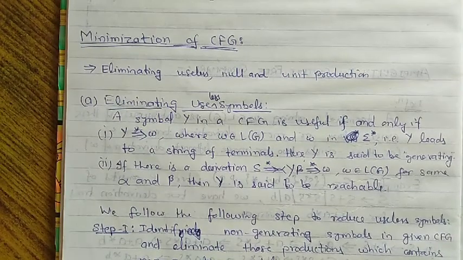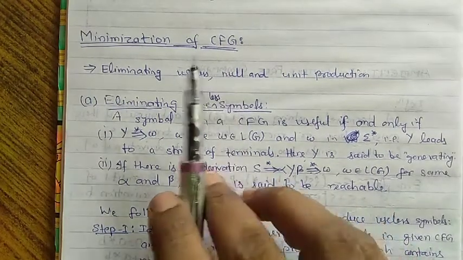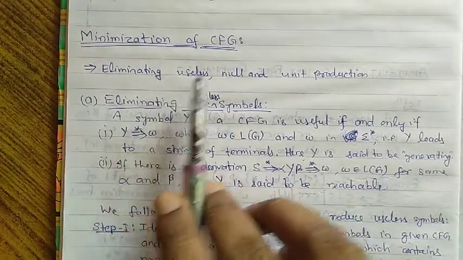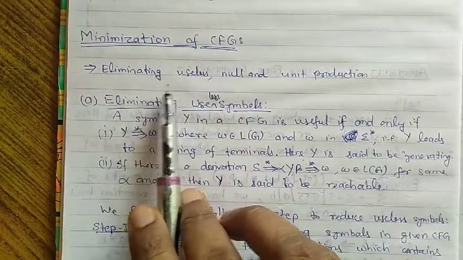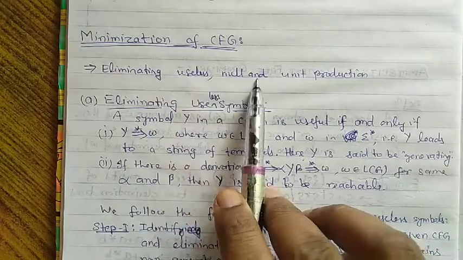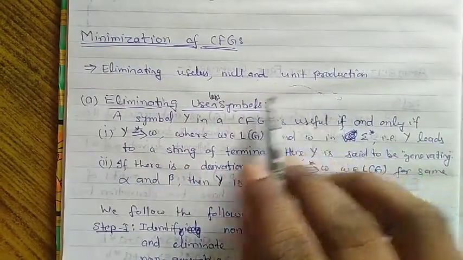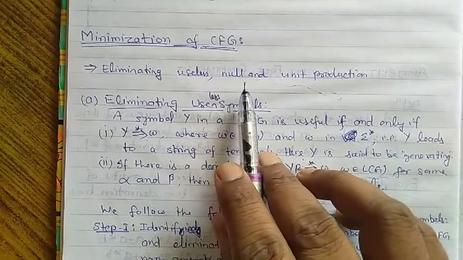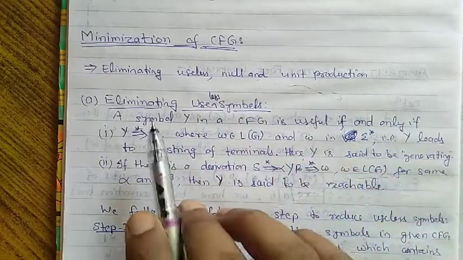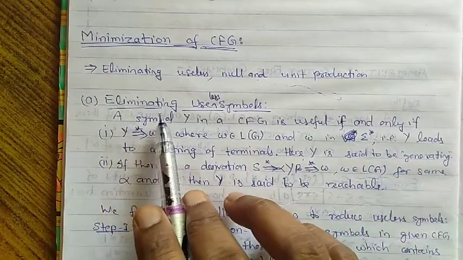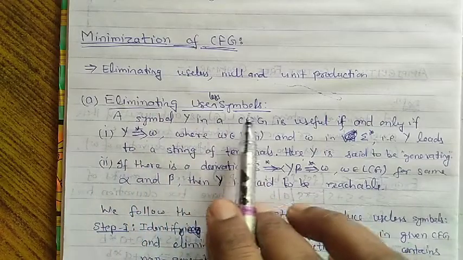Today I am going to discuss the minimization of context-free grammar. In a context-free grammar, we eliminate useless productions, null productions and unit productions. So we have three types of production, and we can remove useless production, null production and unit production. First, I am going to discuss eliminating useless symbols.